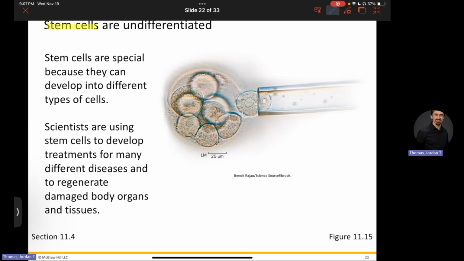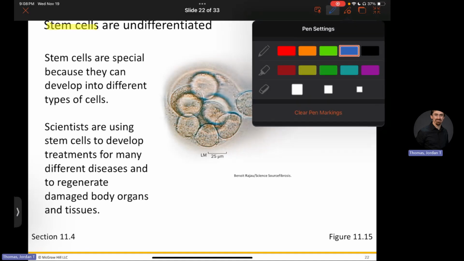Maybe we talked about germ cells and reproductive cells. Germ cells are normal cells in our body. Reproductive cells, or gametes, are sperm and egg that produce new offspring. Well, stem cells are the cells in our bodies that can change into other types of cells. Scientists are using stem cells to develop treatments for many diseases and to regenerate damaged body organs and tissues. And that's why this is so important.